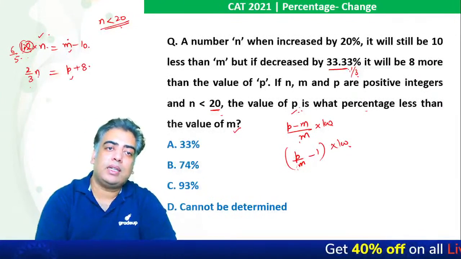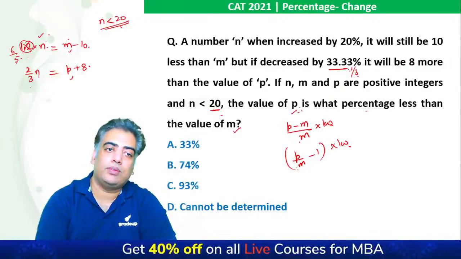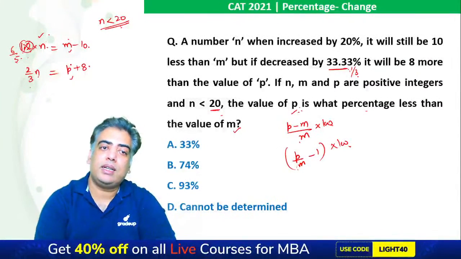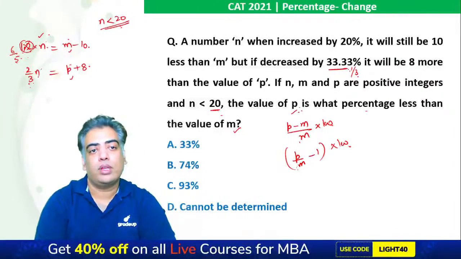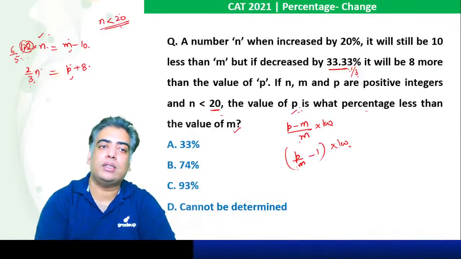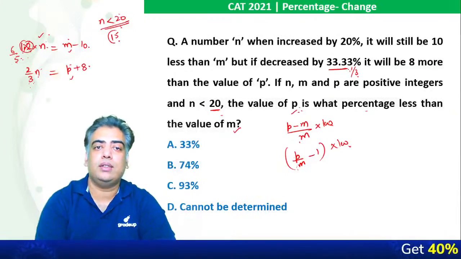So if m is an integer, n must be a multiple of 5. And if p is an integer, n must be a multiple of 3. So can I say n should be a multiple of 5 and 3? The only number less than 20 which is a common multiple of 5 and 3 is 15.